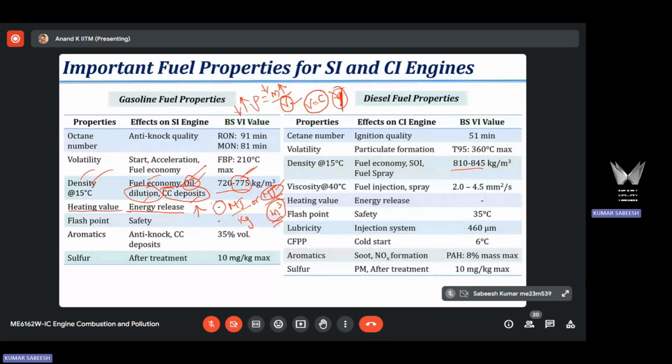Unfortunately, legal standards do not regulate the heating value of fuel. One of the reasons is that gasoline and diesel generally have very high heating value. That's why they don't bother to regulate the heating value of gasoline and diesel.